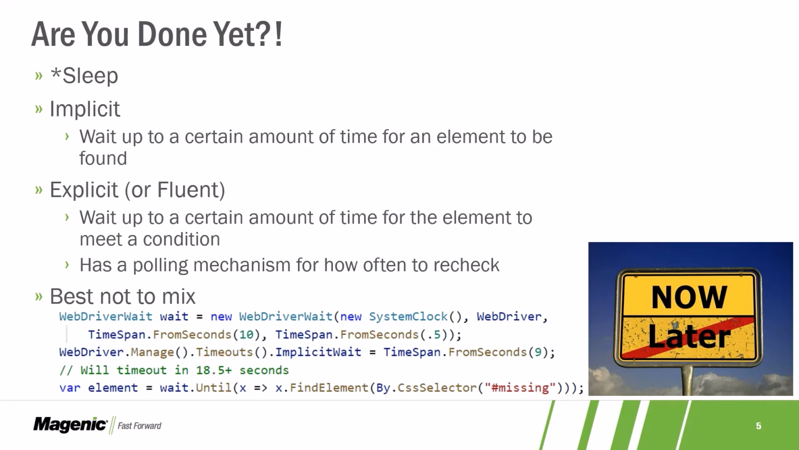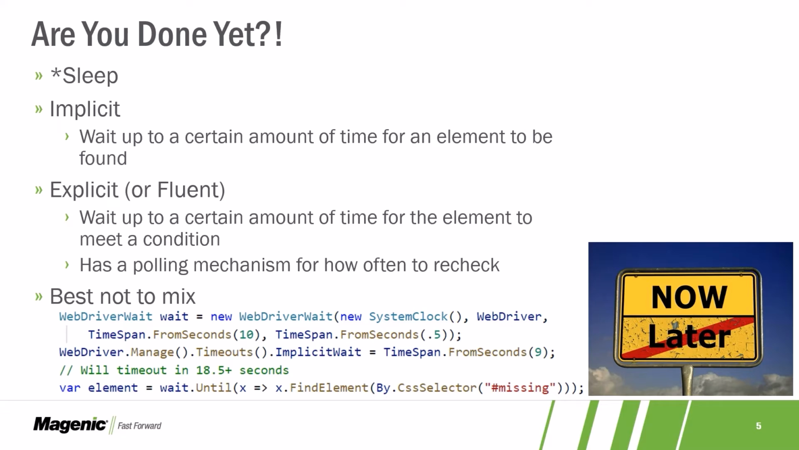Explicit and fluent waits are very similar. I believe the key difference is one throws an exception and one doesn't. They're so similar that I basically consider them the same thing. So what explicit waits do is they actually wait for an element to meet a certain condition. So for instance, enabled, right? I want to wait for this element to be enabled. The explicit wait will actually check for that element to exist, and then also check that it's in the state that you want it. So really powerful.